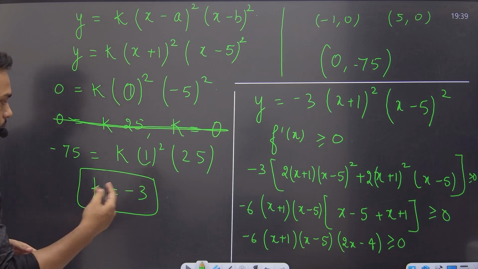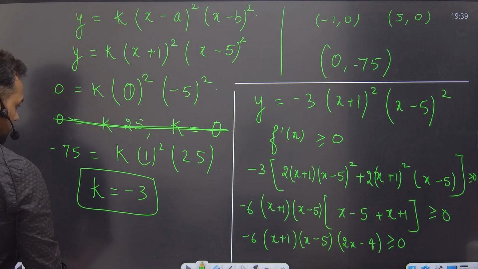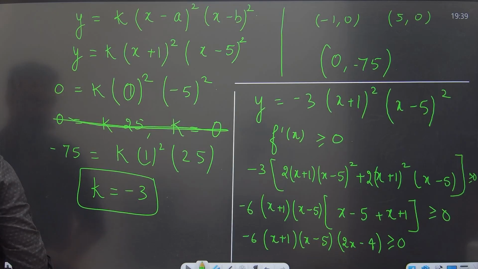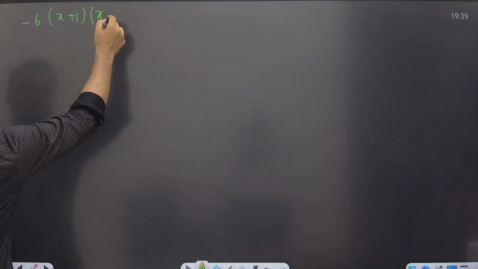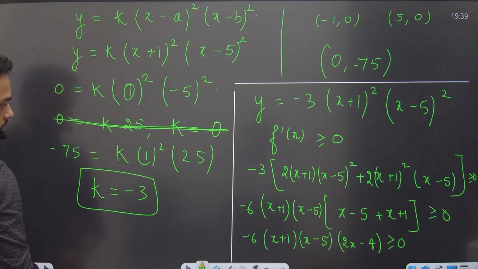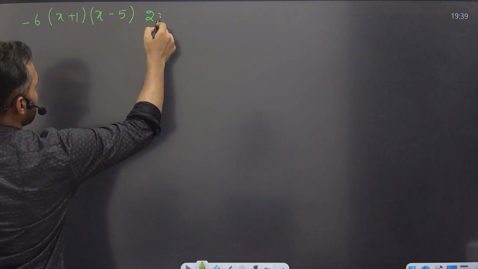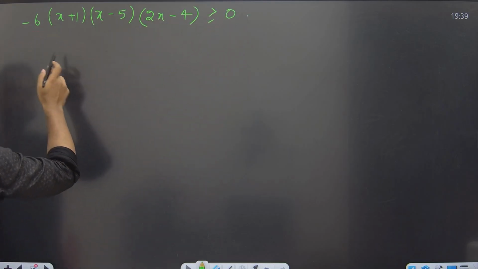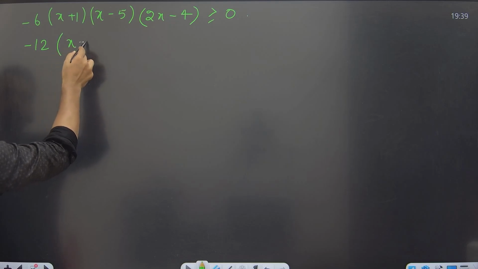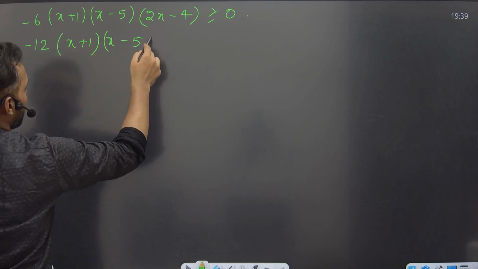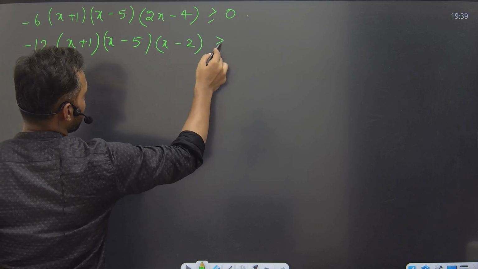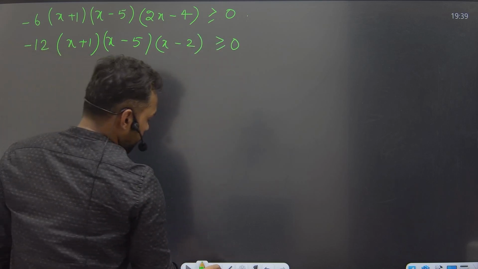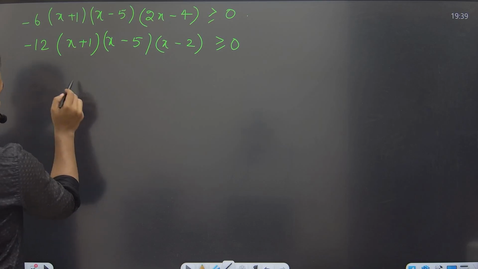Okay, now again see, here we are getting 6 (x plus 1)(x minus 5)(2x minus 4) is greater than or equal to 0. Now again taking 2 common from this part, you will get negative of 12 here, (x plus 1)(x minus 5)(x minus 2) is greater than or equal to 0. Now what we'll do, we will solve it by wavy curve method.